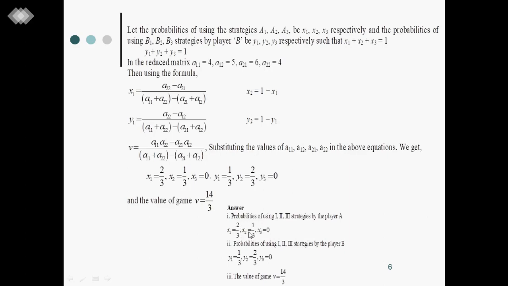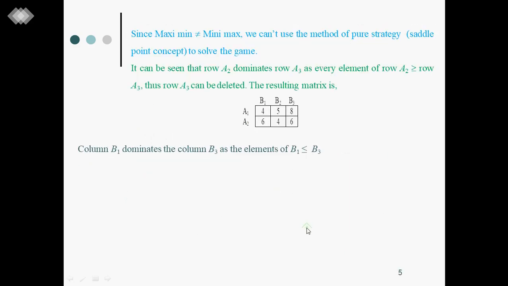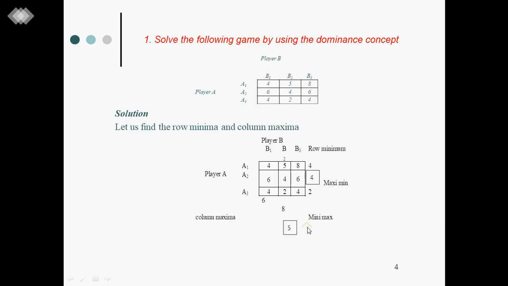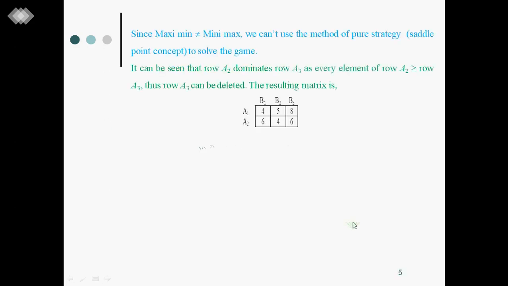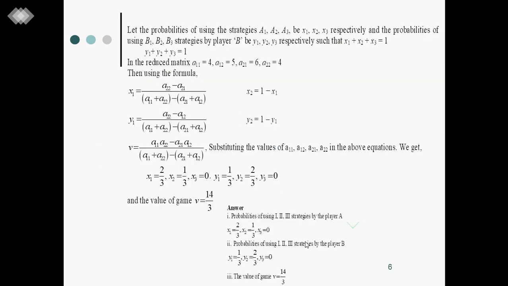Solution of the game means you have to suggest the probabilities of using first, second, third strategies by player A, in the same way for player B, and the value of game. Now you can cross check the value of game. The value of game always lies between maximin and minimax, 4 and 5, in between. The value of game that you got, 14 by 3, is very much within 4 and 5. That's all about the concept of dominance.